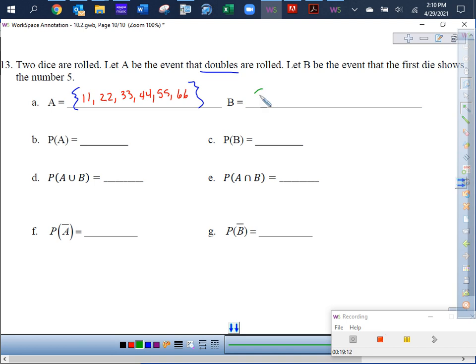Set B says the event that the first dice shows the number 5. So that means we could roll a 5 and a 1, a 5 and a 2, a 5 and a 3, a 5 and a 4, a 5 and a 5, and a 5 and a 6. Because the first dice had to be a 5, we could roll with that. Remember, there are 36 total outcomes in this situation also. Why don't you pause the video and do the rest of this, and let's see how we do.